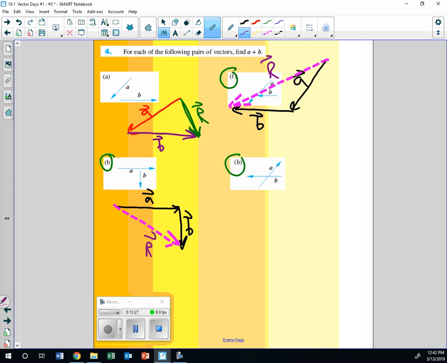And then the last one is going to be A plus B, and so that's going to be tail of the first to the head of the last, and we'll put the little R with that. Seem easy? It's because it is. Super easy.